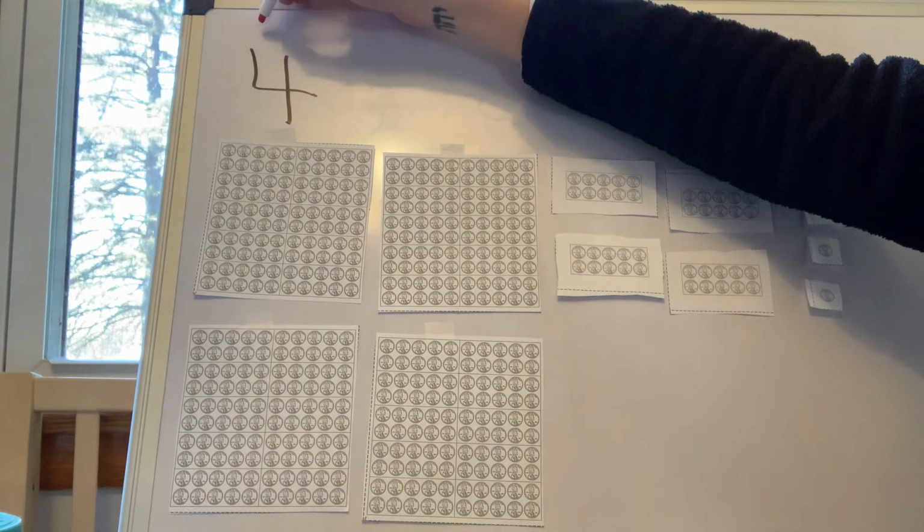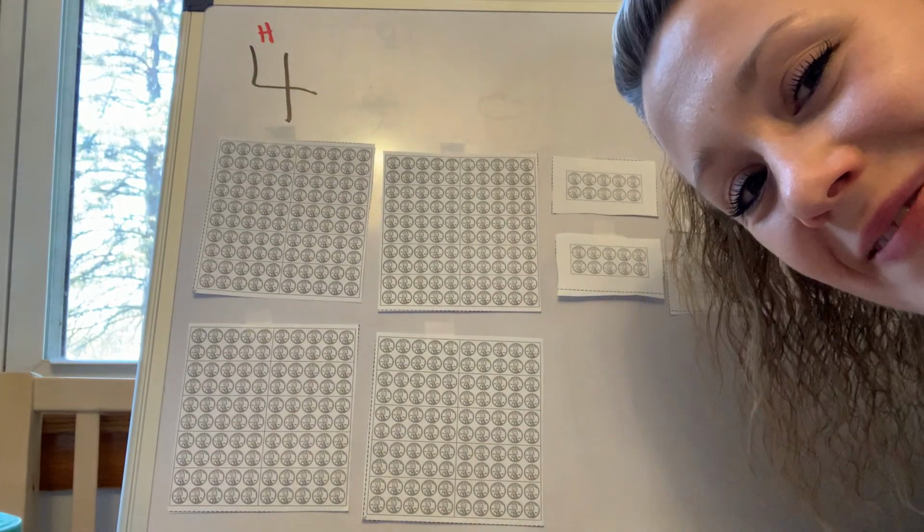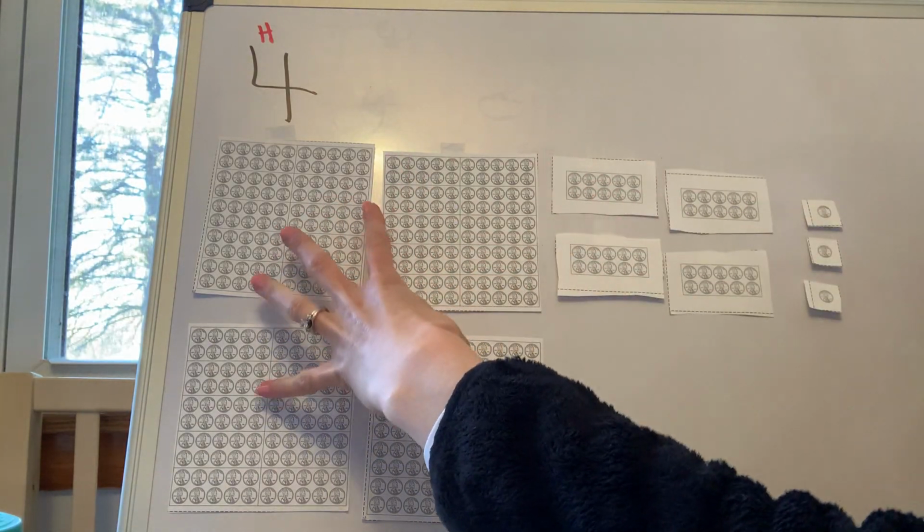I'm going to write an H on top. You don't have to write these letters on top when you do it. I'm just doing it to help you because I love you. All right, so 4 hundreds.